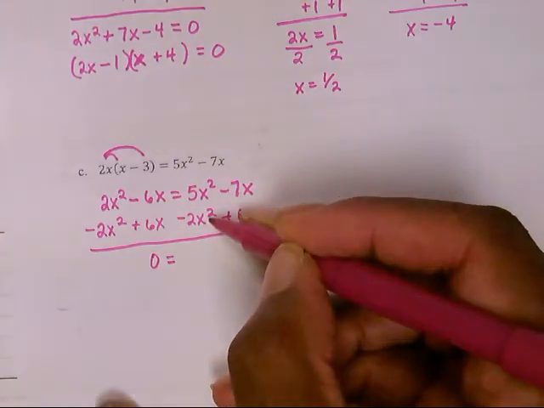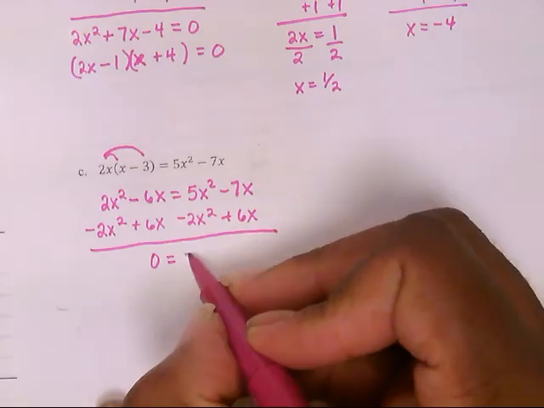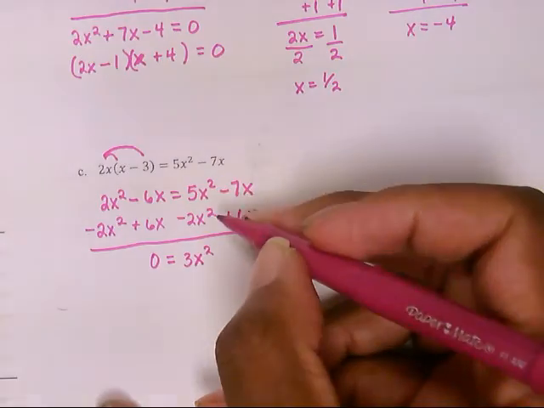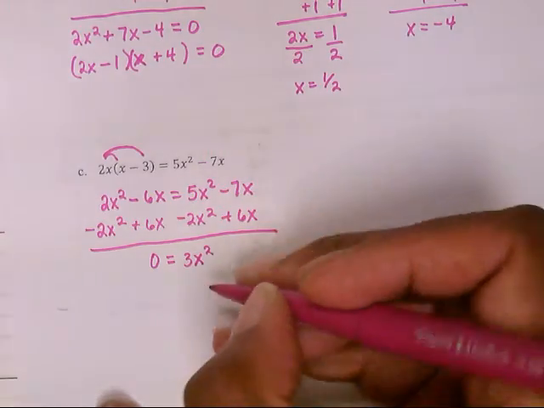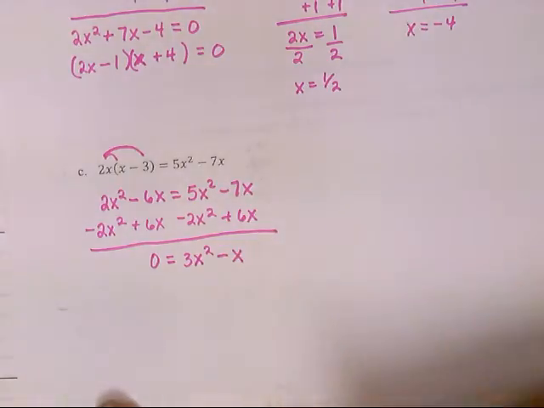Now if I do 5x squared minus 2x squared, that's going to give me 3x squared. Minus 7x plus 6x will be a minus x. So I got 3x squared minus x equal to 0.